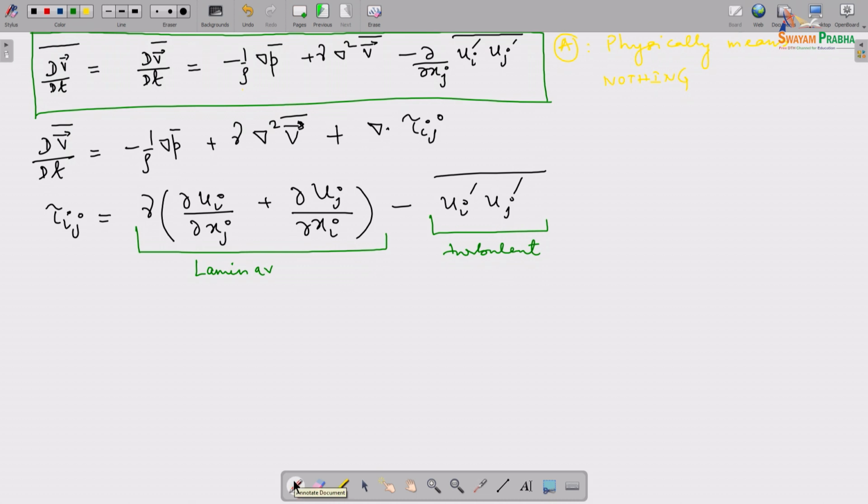Now again, I'm really trying to understand what this means, the inertia tensor.